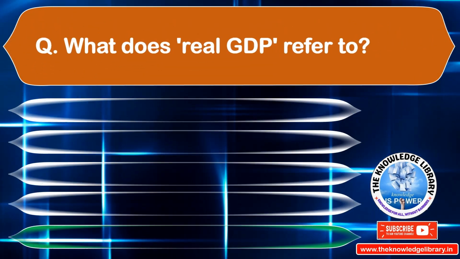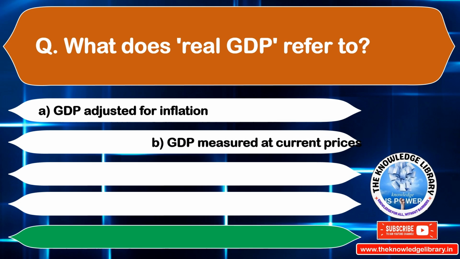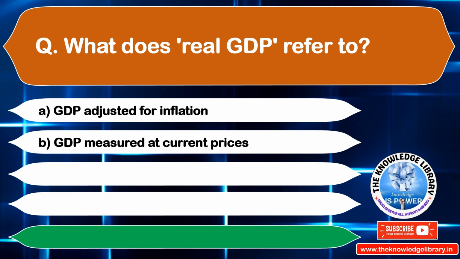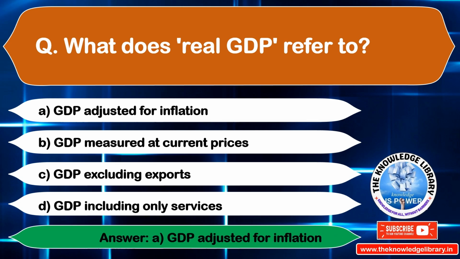What does real GDP refer to? Option A, GDP adjusted for inflation. Option B, GDP measured at current prices. Option C, GDP excluding exports. Option D, GDP including all services. The correct answer is option A, GDP adjusted for inflation. Move to the next question.